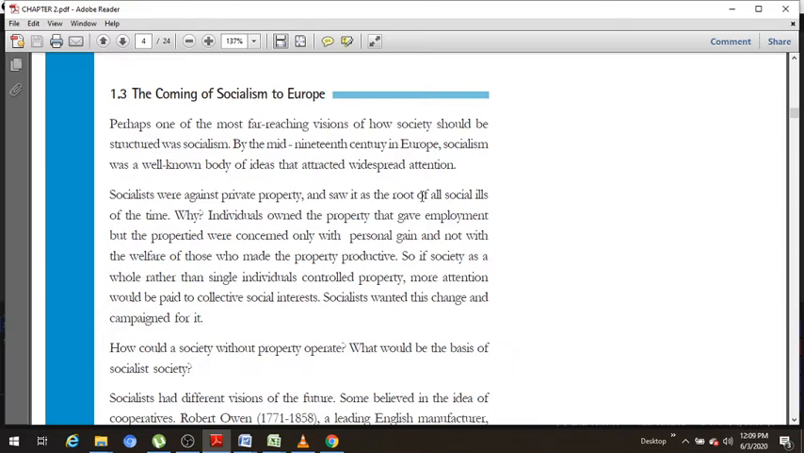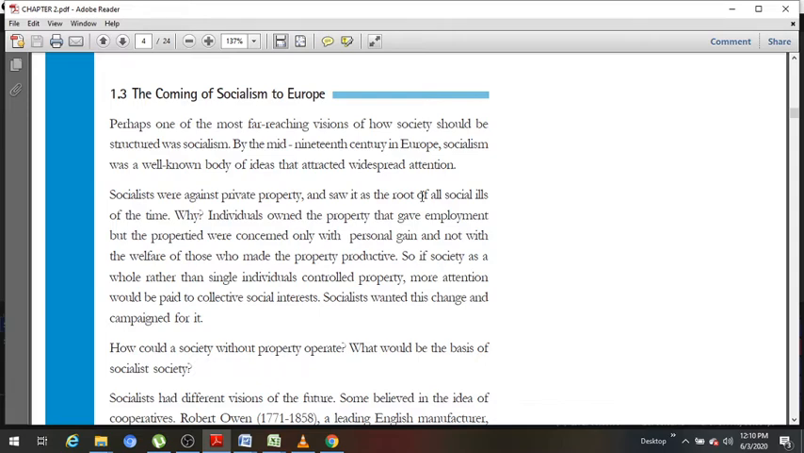Suppose a person has huge property, money, buildings, a car. Who produced this car? In the views of socialists, the producer must be respected and given credit, so they are against such property. If society as a whole, rather than single individuals, controlled property, more attention would be paid to collective social interest. Socialists wanted this change and campaigned for it.